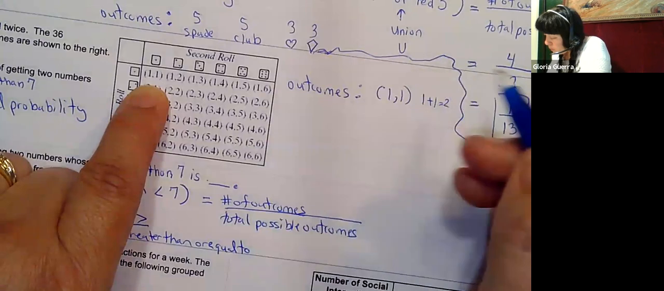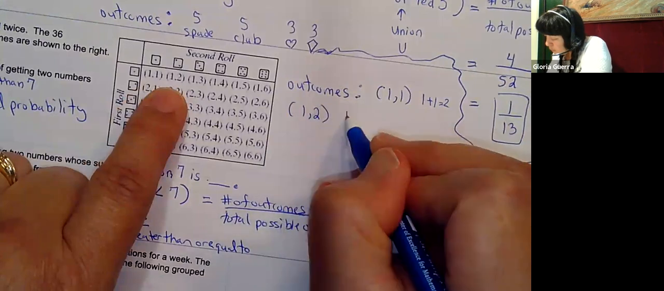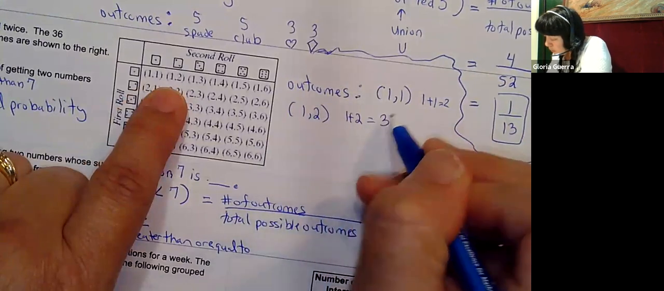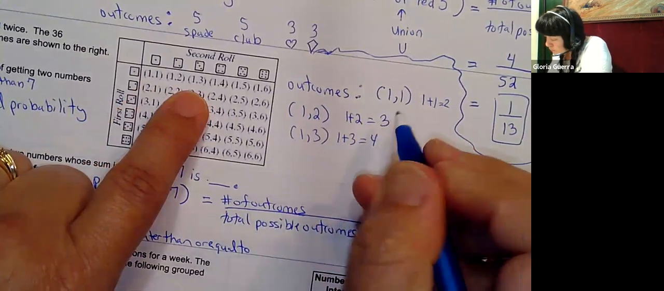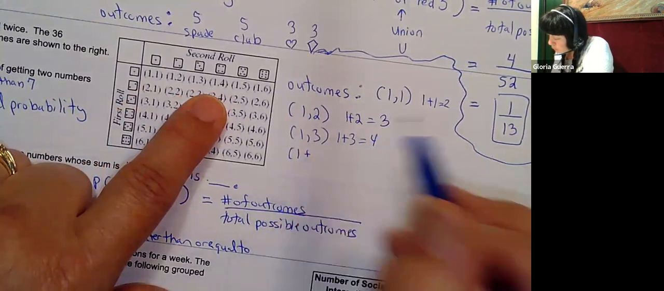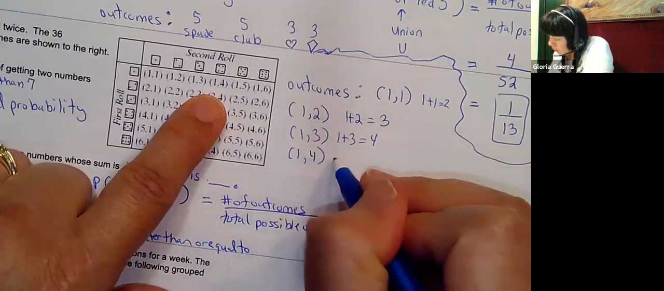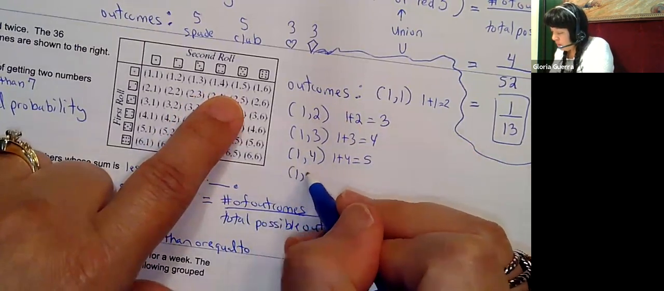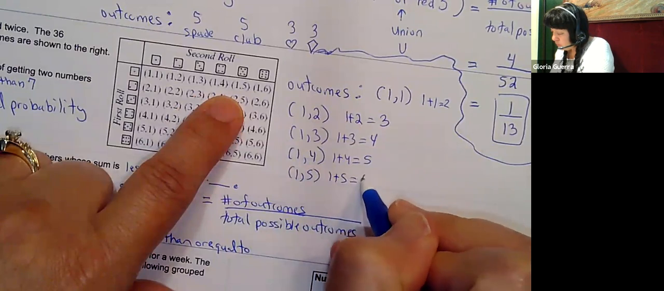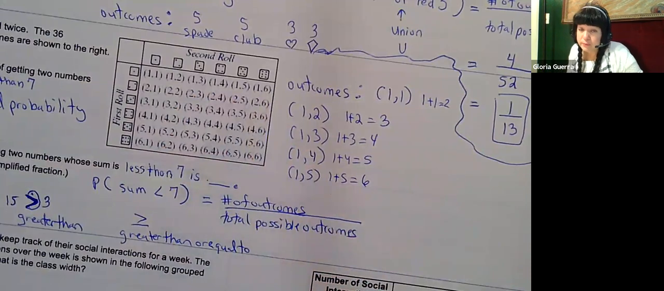Okay, and then if I look at 1 and 2, 1 plus 2 equals 3. 1 and 3, 1 plus 3 equals 4. 1 and 4, 1 plus 4 equals 5. 1 and 5, 1 plus 5 equals 6. But then I have to stop there because 1 and 6 is 7, so I can't include that one because I went less than 7.